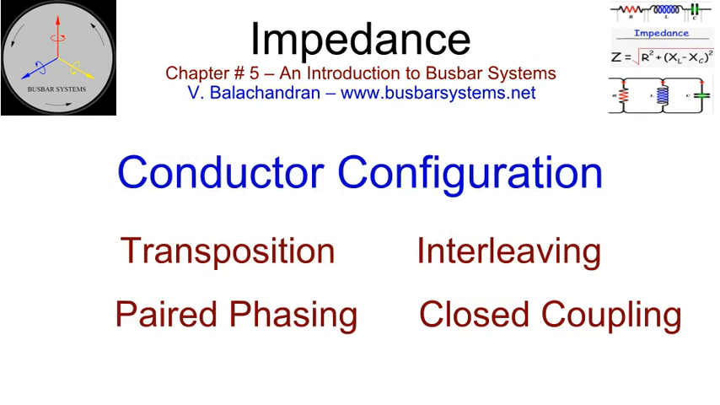Conductor configuration. In an AC busbar system, identical conductors under different configurations can yield different resistance and inductance values. Proximity effect and flux linkage are dependent upon the conductor configuration. While transposition is carried out to ensure a balanced voltage at the receiving end of a long connection, interleaving, paired phasing and closed coupling are carried out to reduce the inductance and proximity factor. When conductors with a specific profile are held in a symmetrical configuration, they behave like a paired phased conductor arrangement, resulting in low inductance.